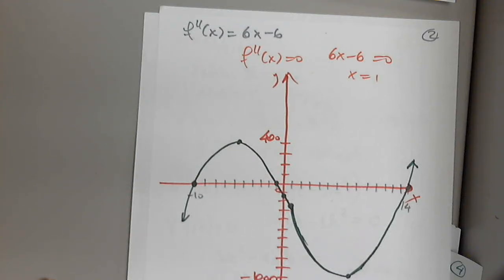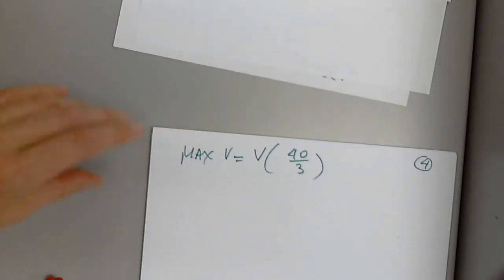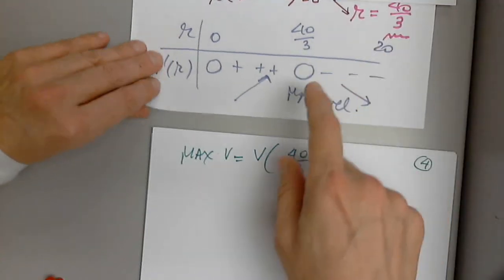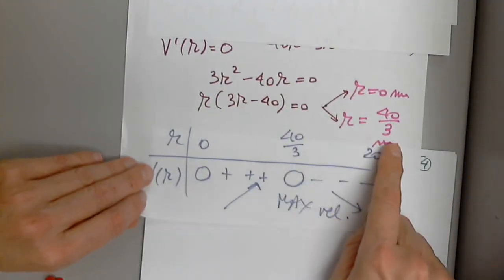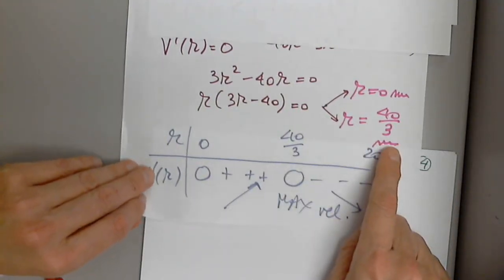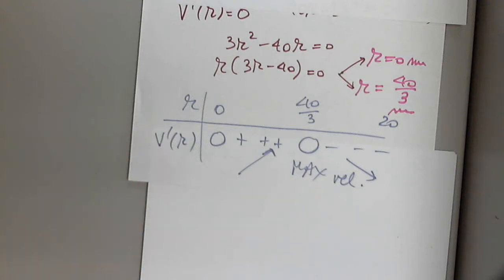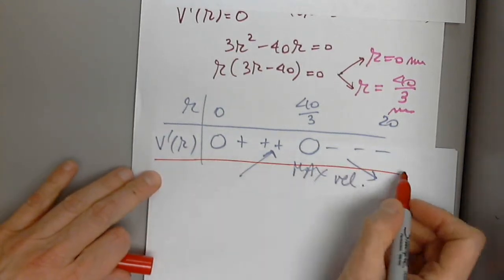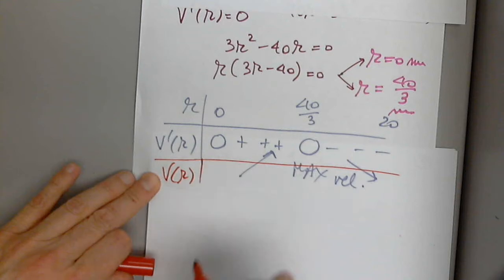Yes, Maddie? The question is, for what size object is the maximum velocity? The size of the object is 40 divided by 3 millimeters for the maximum velocity, because here is the velocity.